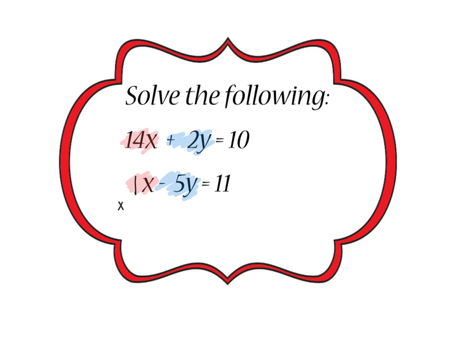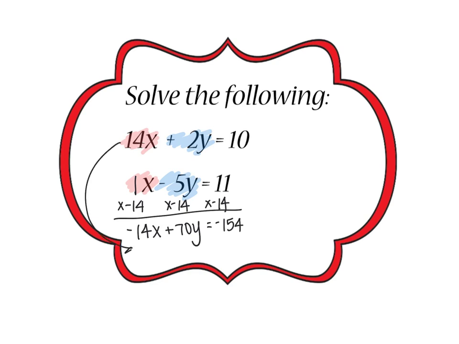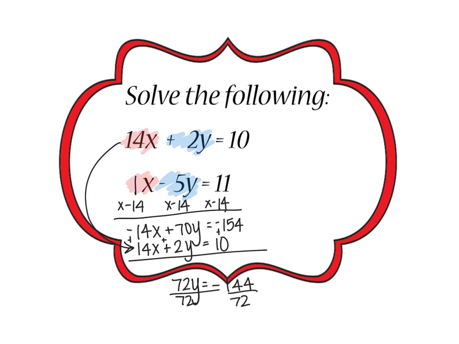For this example, you're going to multiply the bottom equation, each number by negative 14. So I get negative 14x plus 70y equals negative 154. And then I rewrite the first equation right below it. And when I add, the x's cancel. I get 72y equals negative 144. And when I divide both sides by 72, I get y equals negative 2.